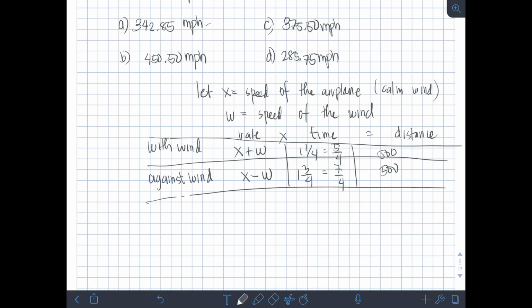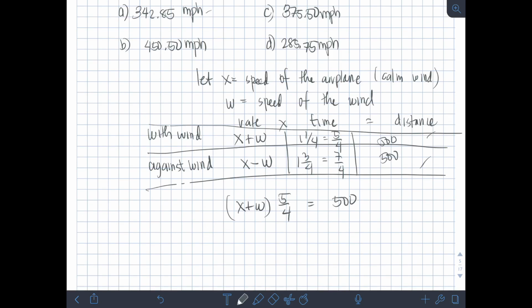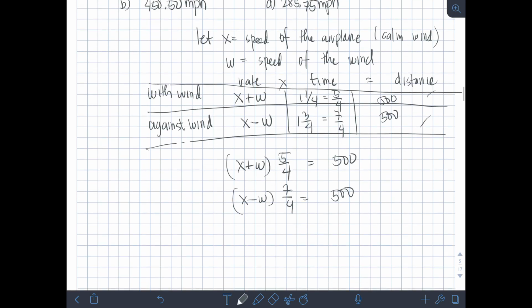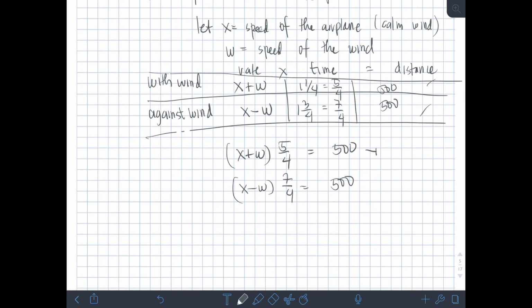Okay, so gawa tayong equation. So, dalawang equation yung mabubuo natin kasi may dalawa tayong variables. So, x plus w, rate times time, which is yung 5 over 4, is equal to the distance 500. Equation 1. So, rate times time equals distance lang. Okay? And then, dito naman sa against the wind, we have x minus w times 7 over 4 equals 500. Okay? So, dito muna tayo sa equation 1.